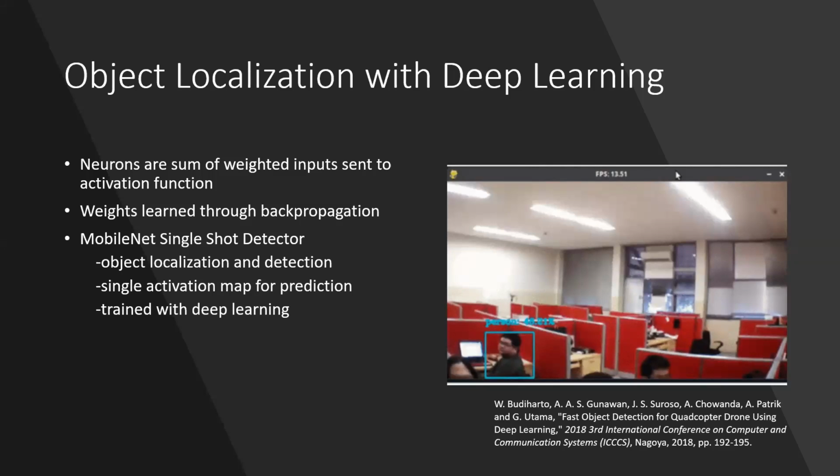In this particular paper, they used the MobileNet single shot detector for object localization and detection. It was a single activation map for this prediction, and they trained it with deep learning. And as you can see on the right, they implemented this on an actual drone. This is on the Parrot Bebop, which I showed earlier. And as you can see, they've localized this man in his cubicle, and they've got the percent chance that it is a person.